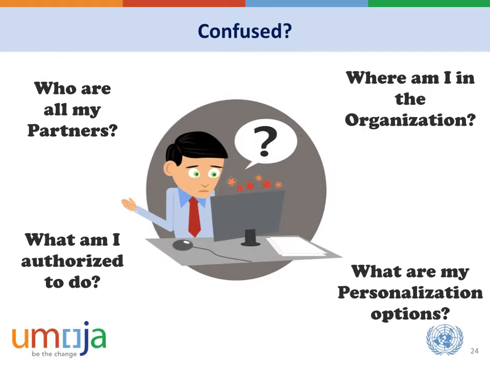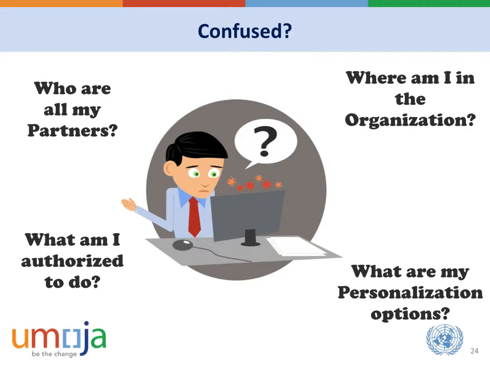They will be lost on the very first day with the very basic questions: who are all my partners? What am I authorized to do in the system? Where am I in the organization? What are my personalization options? If I'm going to create a leave request, as a user, I need to know who are all my approvers. If I'm going to create an entitlement request, I need to know my HR partners. Even though I don't deal with them directly, I need to know where the documents will be routed.